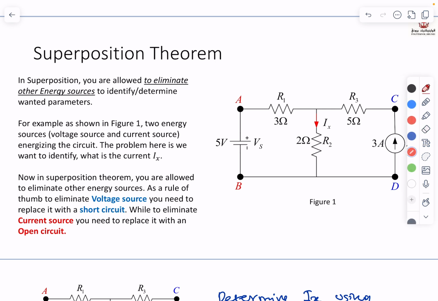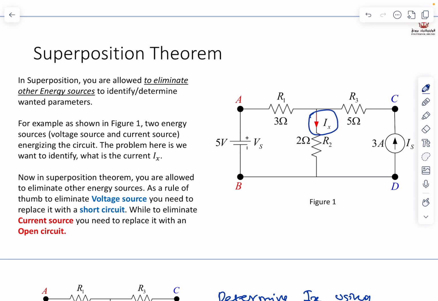For this topic, you will learn how to use the superposition theorem. Let's look at what superposition is. In superposition, you are allowed to eliminate other energy sources to determine wanted parameters. For example, as shown in figure 1, two energy sources, a voltage source and a current source, energize the circuit. The problem here is we want to identify the current Ix.